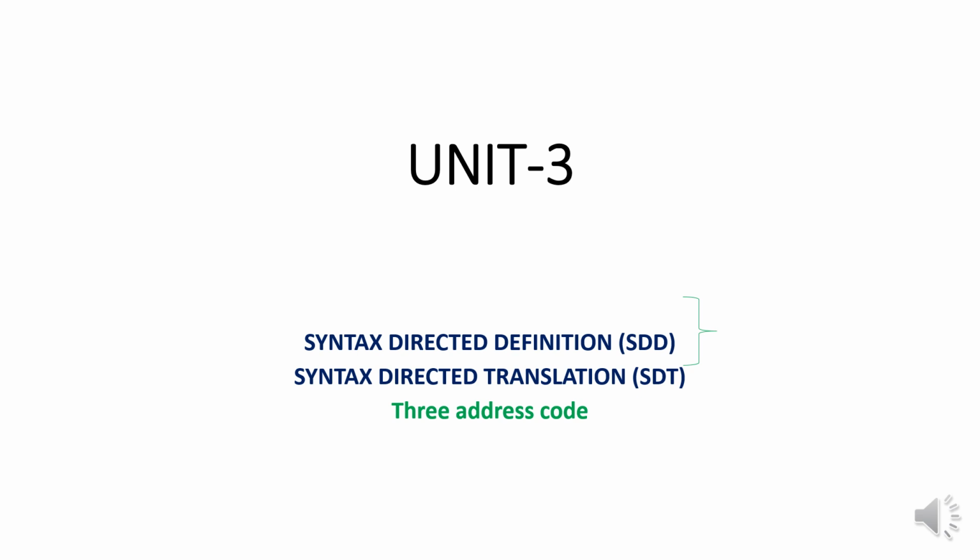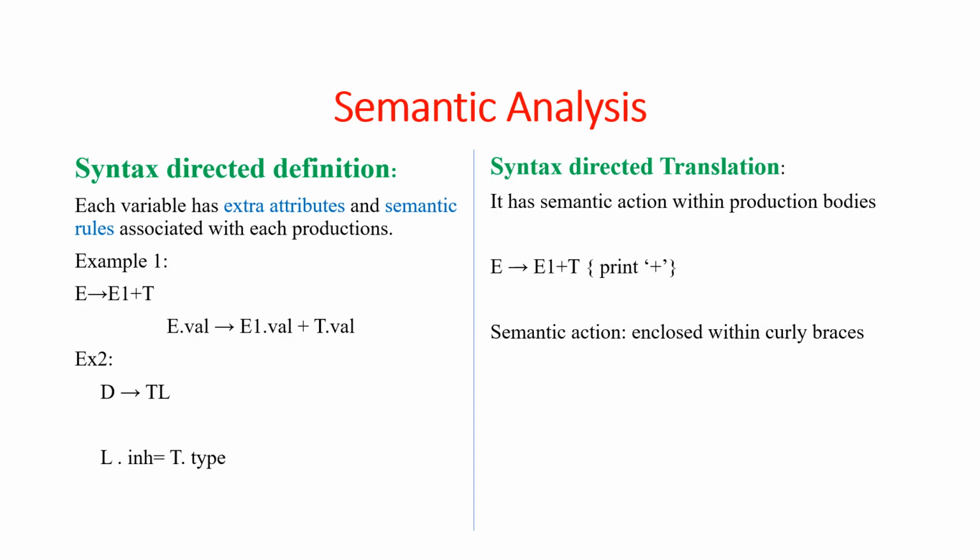It uses the syntax tree and information in the symbol table to check the source program for semantic consistency with the language definition. So in semantic analysis, syntax directed definitions means each production's variable has attributes, with semantic rules associated with each production. So each variable has extra attributes and semantic rules associated with each production.